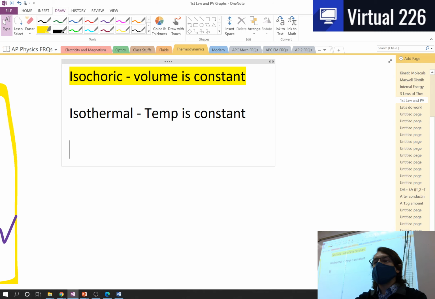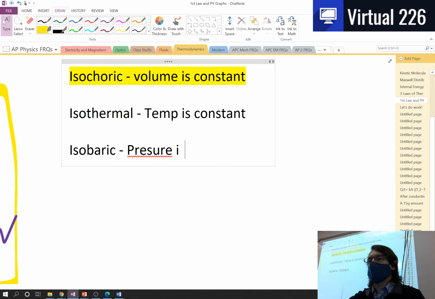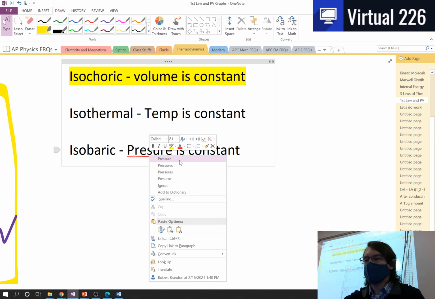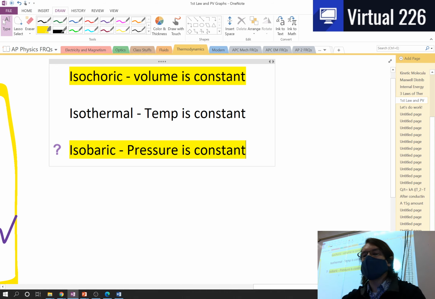We also have an isobaric, which, if you think about a barometer or bars, if you're measuring in that weird unit from chemistry, that's a measurement of pressure. Pressure. And spelling is nice. So we've got isobaric, which is the pressure is a constant.